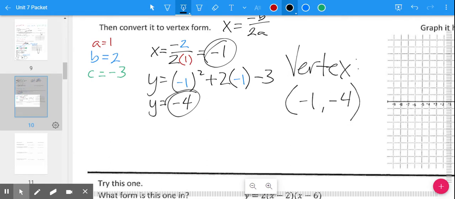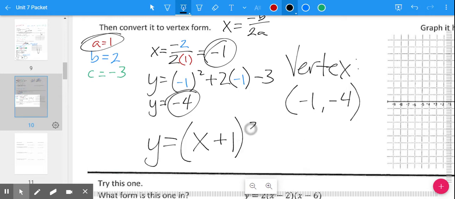So when we plug it into the vertex form, we need a and your vertex. So we have y equals, your a value is 1, so we don't have to write it. And then we have x minus negative 1. When you minus a negative, you're actually adding. So I'm going to save a step by using that to rewrite it. So when you have x minus negative 1, you can write it as x plus 1. And then your y value, your k value on the end.